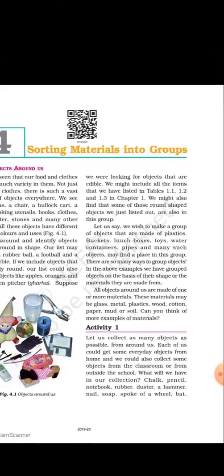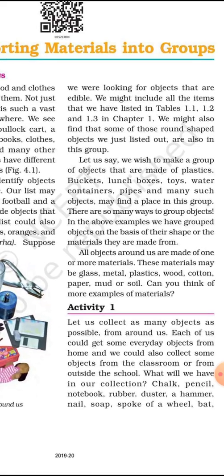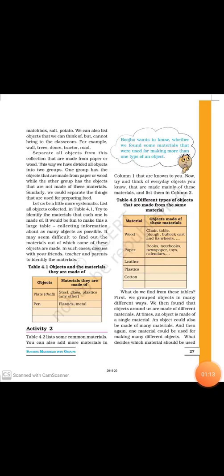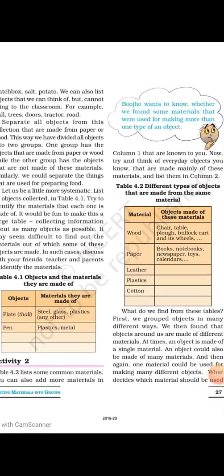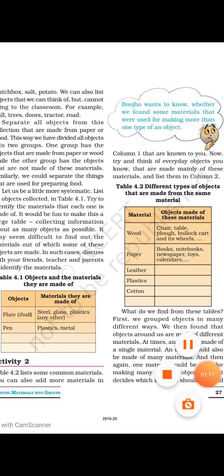Now we are going to see activity 1. What you are going to do is collect some objects near you and categorize them according to their material. For example, here one table is given. See, in this table the objects and the materials they are made of are given.